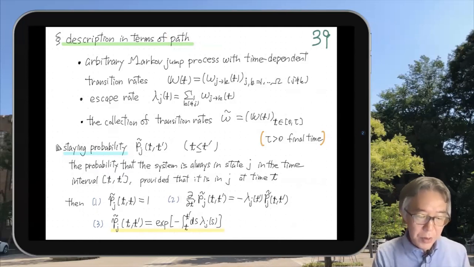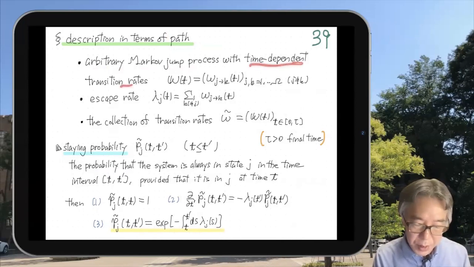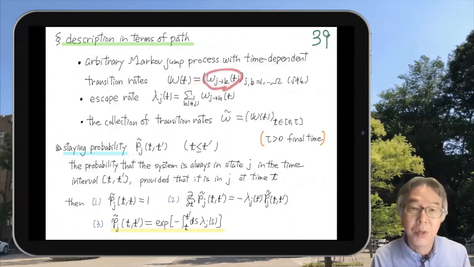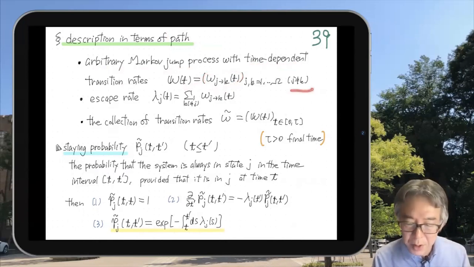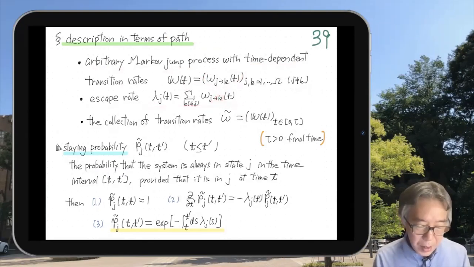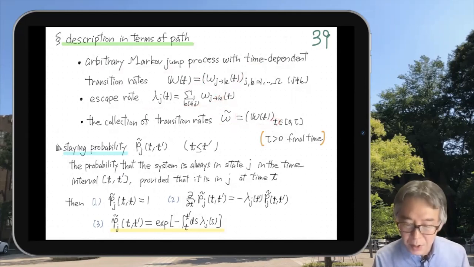Okay, again, we consider an arbitrary Markov jump process with time-dependent transition rates, about phase omega t, which is simply the collection of all these transition rates with j not equal to k. And the escape rate is given by this, we sum over k. And again, I denote by omega tilde the collection of all the transition rates for any t in this time interval. Now tau is the final time, and I'm mainly interested in time from this time interval in this part.